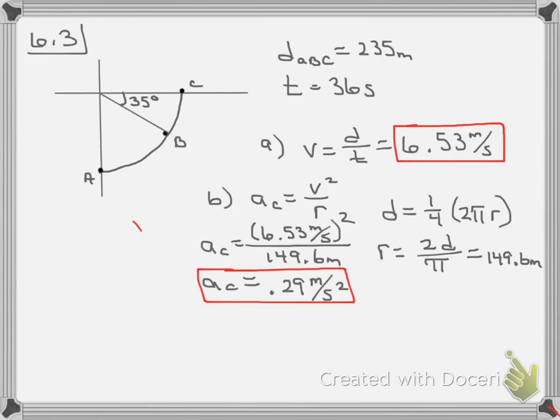Well, the distance that it travels is 1/4 of the circumference of a circle. So d is equal to 1/4 times 2 pi r. And we can solve for the radius then, which is 149.6 meters. Put that into our centripetal acceleration formula, and we get that centripetal acceleration is 0.29 meters per second squared.